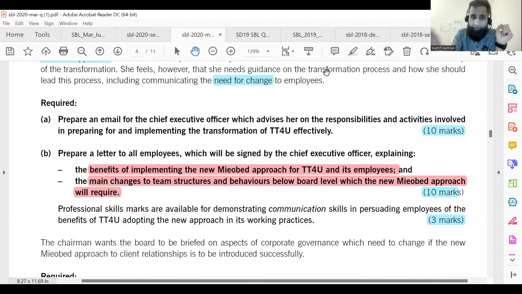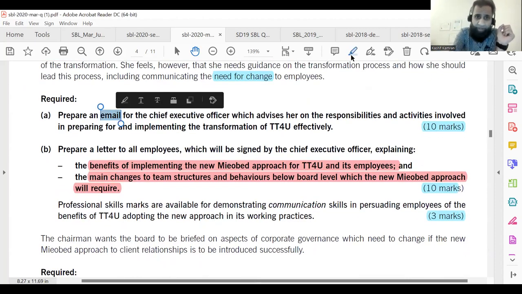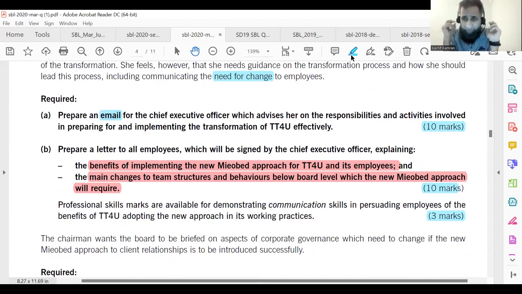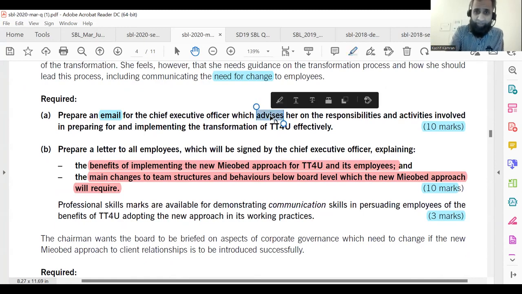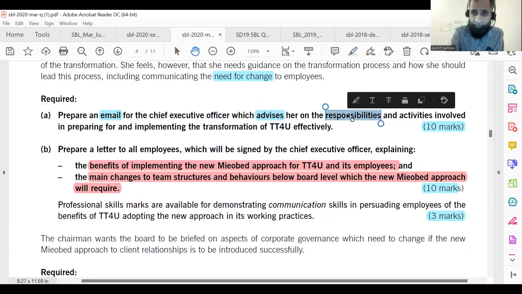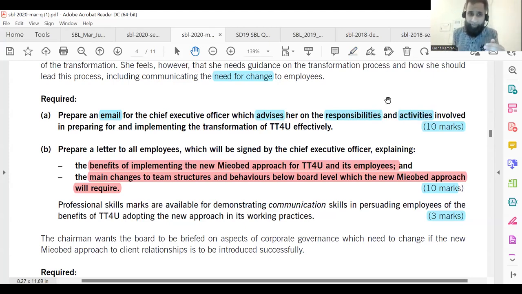Now let's look at the requirement. Prepare an email. So you have to prepare an email. You can check the format of the email from the examiner answer. Prepare an email for the Chief Executive Officer, which advises her on the responsibilities and activities involved in preparing and implementing the transformation of T4U effectively. So you need to write an email to the Chief Executive Officer, and in that email, you need to advise her on the responsibilities and on the activities involved in preparing for and implementing the transformation.